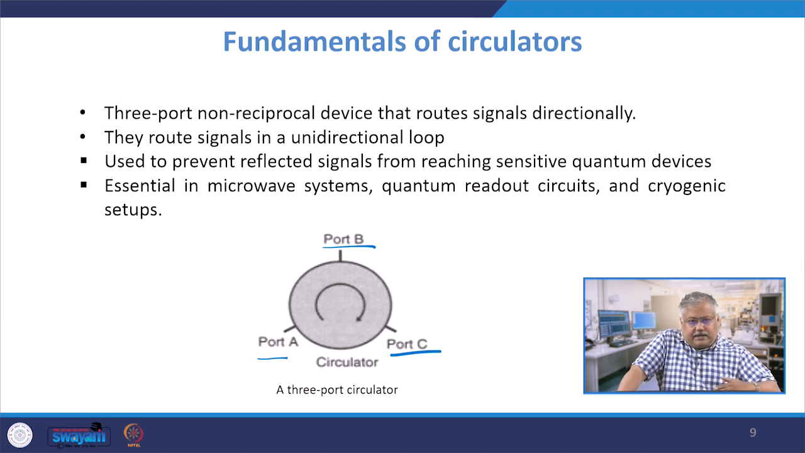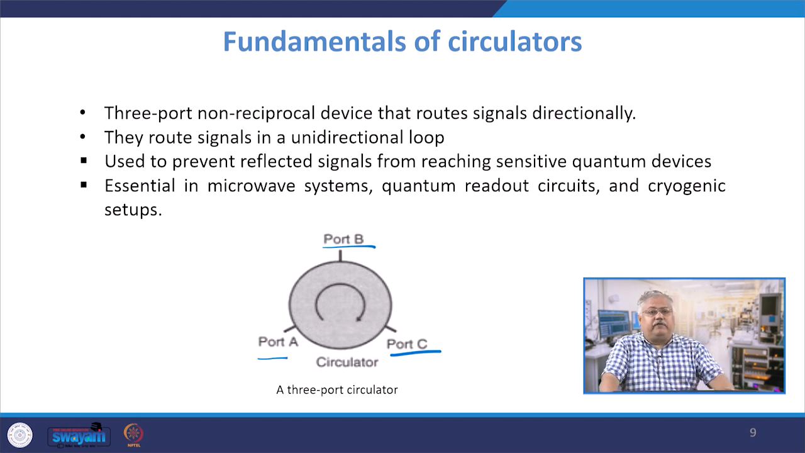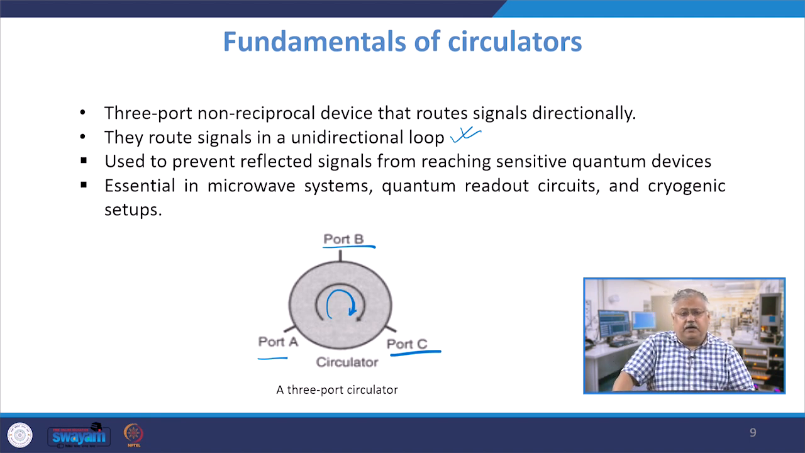So, especially in RF, if the signal is actually getting reflected back, we do not want the reflected signal to come back into the circulator. The circulator helps to route the signal in a unidirectional fashion, and that is what is written in this second point, that they route the signal in a unidirectional loop. So, if it is moving in the clockwise fashion, it is always moving in the clockwise fashion.